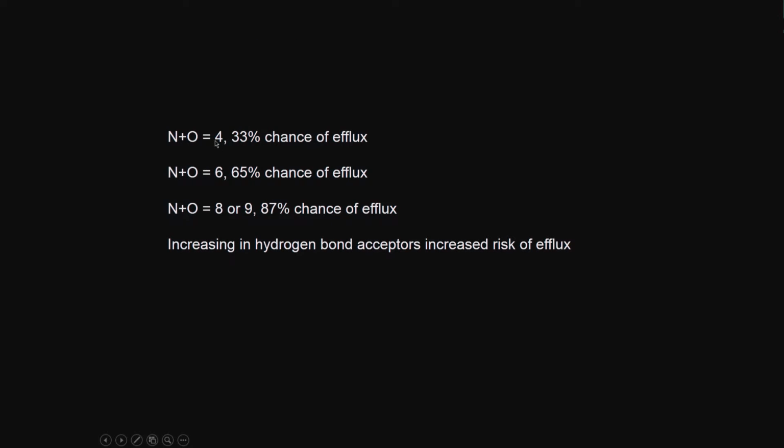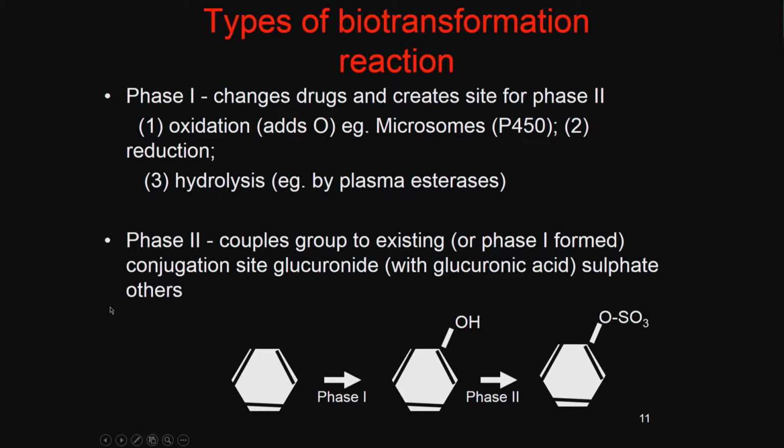Nitrogen plus oxygen 4, 33% chance of efflux; nitrogen plus oxygen 6, 65%; nitrogen plus oxygen 8 or 9, 87%. So, hydrogen bond acceptors could be a big culprit for PGB. If you have a large number of hydrogen bond acceptors, the risk of efflux is very high. Like I mentioned, try to reduce that by putting in some bulky groups nearby. Okay, so we talked about PGB.